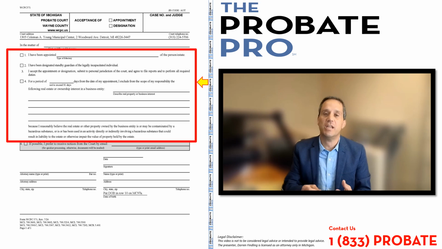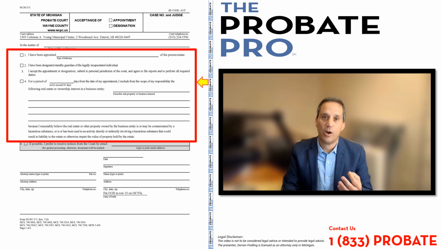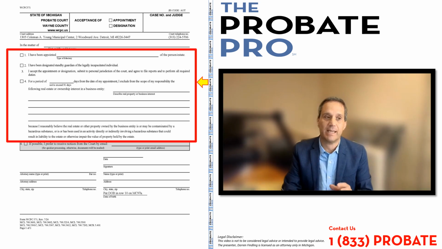The next section is a checkbox under number 1. It identifies the nature of the fiduciary relationship of which you've been appointed. Again, it could be guardian, conservator, personal representative, whatever that nomination or designation of your role is in your fiduciary capacity. Number 2 indicates specifically for a designated standby guardian of a legally incapacitated individual.